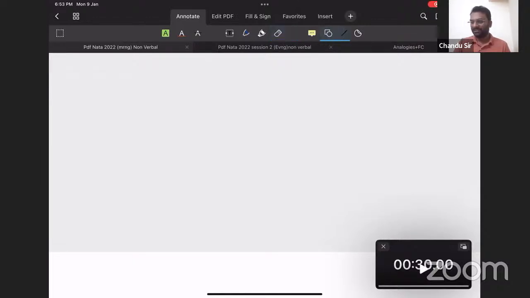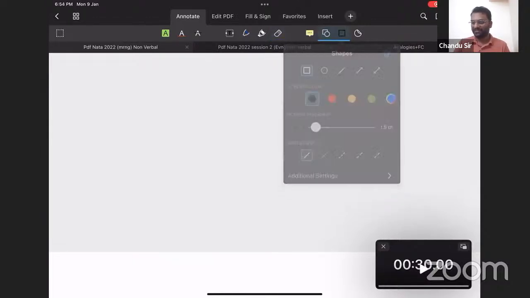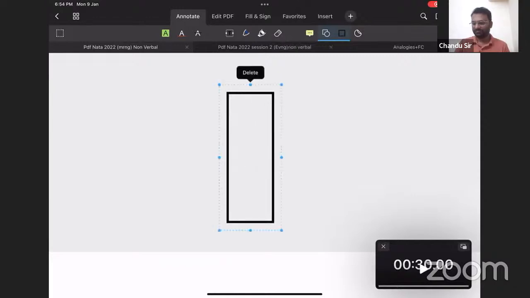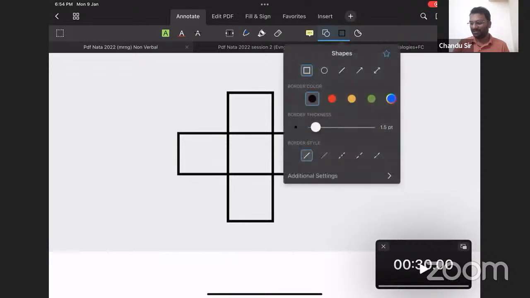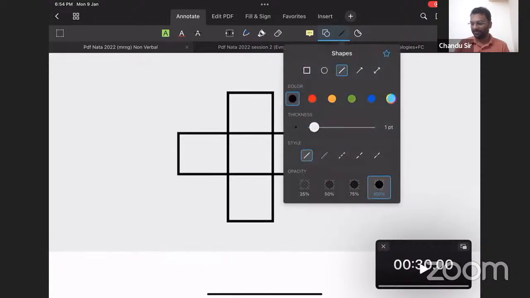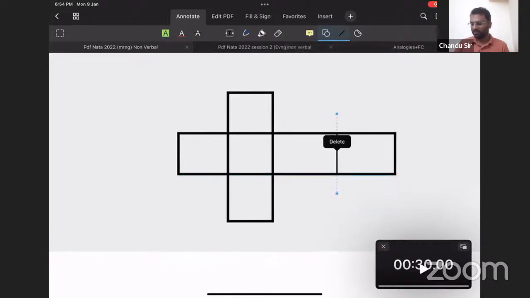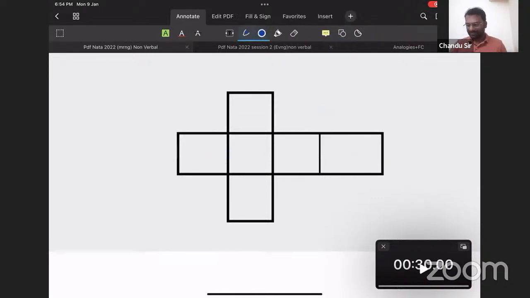I'm just trying to draw an opened up dice. So this is an opened up dice, and the numbers are like this: 1, 2, 3, 4, 5, 6. I just randomly put some numbers to find the opposite sides.